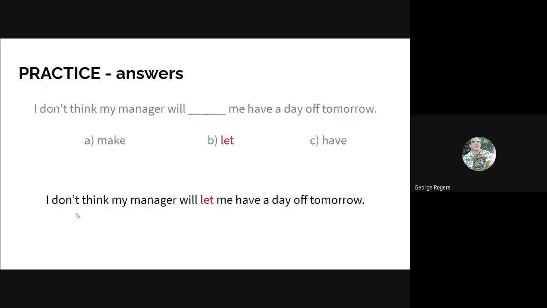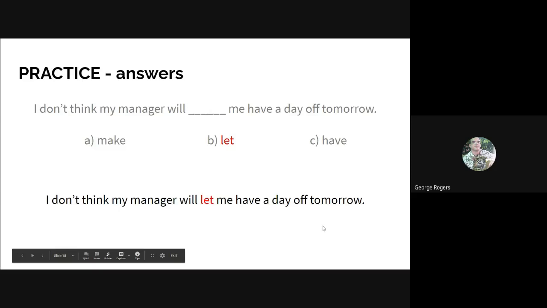Let's look at number 4, I believe. Okay. I don't think my manager will let me have a day off tomorrow. So again, whoever's writing this has a manager, and they're basically asking permission for the day off tomorrow. So that's why allow is the best one here. Make is to force me to have the day off. But there is no "to," so the logic of it is let.